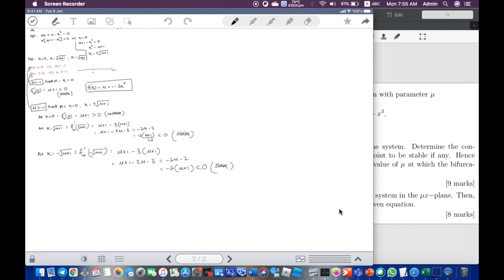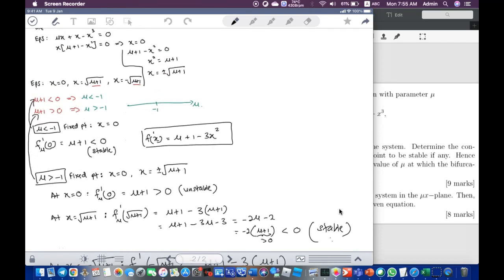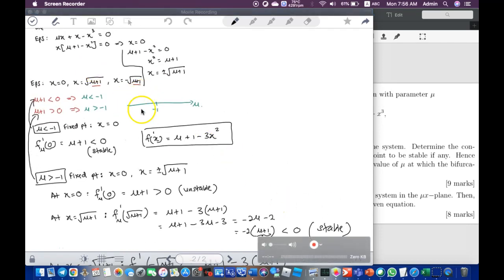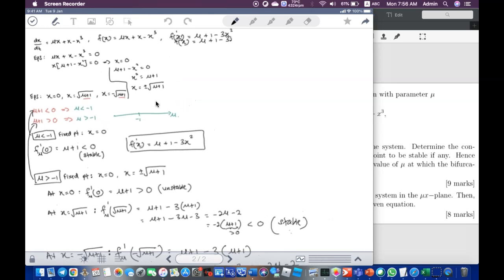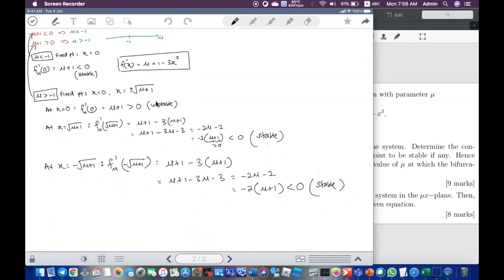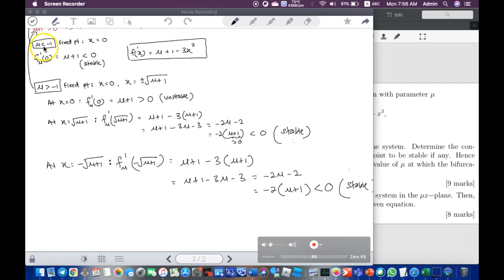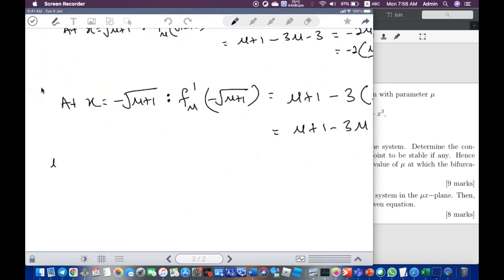Okay, so we are done investigating this range and this range. Now we want to know what happens to the system if mu is exactly equal to minus 1, which is the third case. So this is the first case and this is the second case. Now we go to the third case where mu is equal to -1.